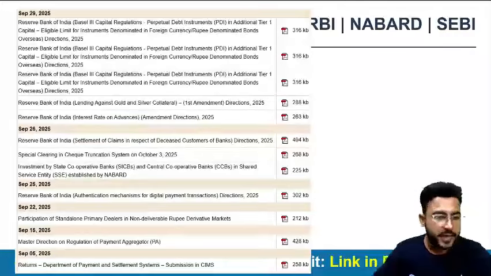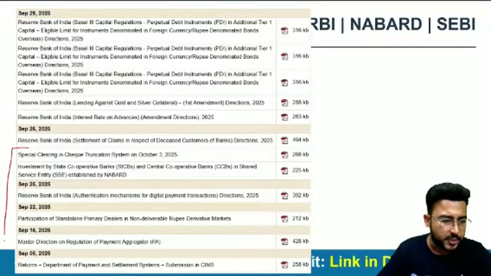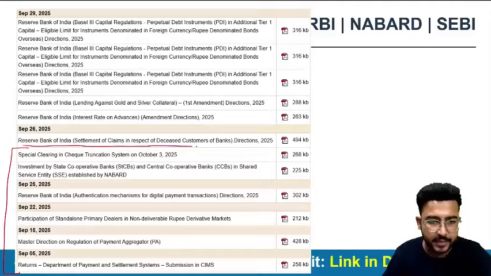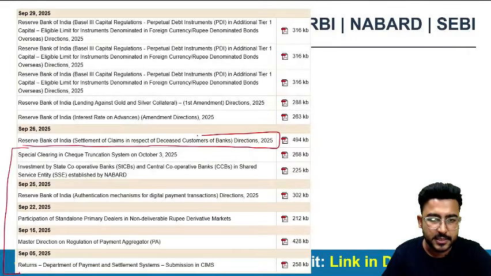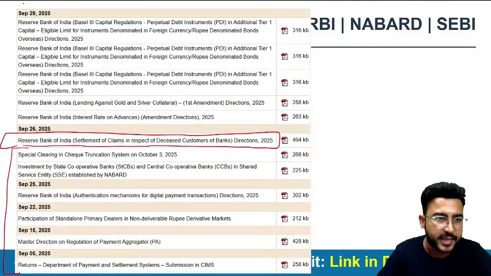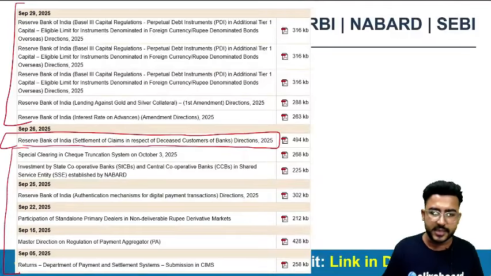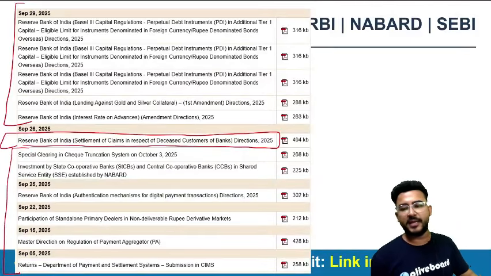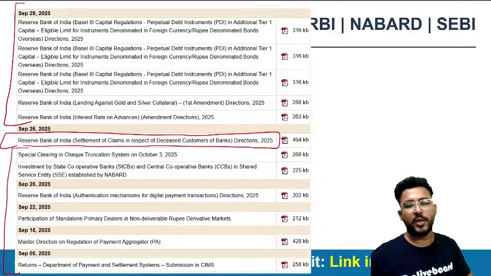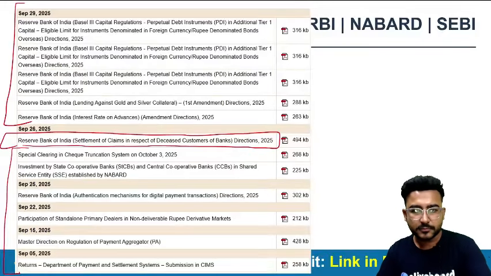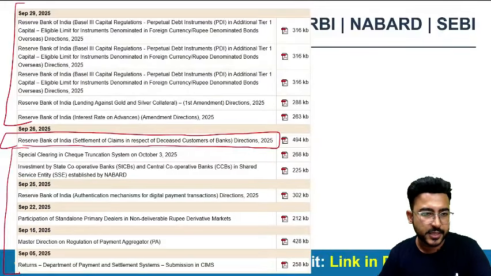So we have covered at least this much, okay? Not the complete 26 September, because I think this one, settlement of claims in respect of the deceased customer, is pending, and the 29 September circulars are pending, right? So first we'll be concluding these circulars related to September, and then I'll be starting with the July month and the June month, right? Let's start the discussion, guys.